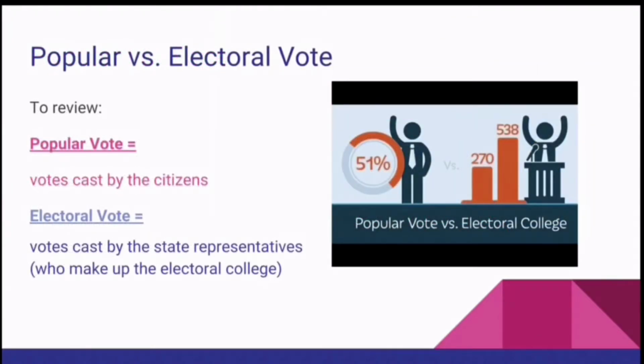So, to review, the popular vote are the votes cast by the citizens, you and me. The electoral vote are the votes cast by the state representatives who make up the Electoral College. So, we vote, the popular vote is tallied, and then the Electoral College uses that vote to cast the actual vote.